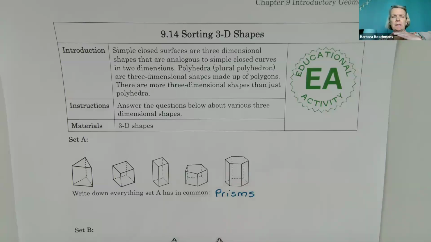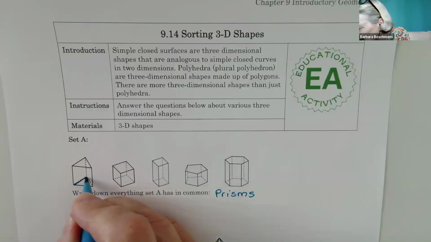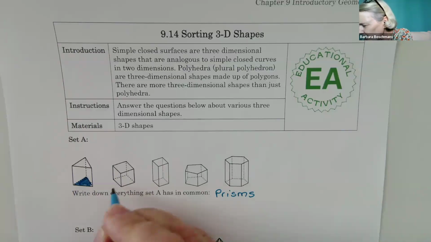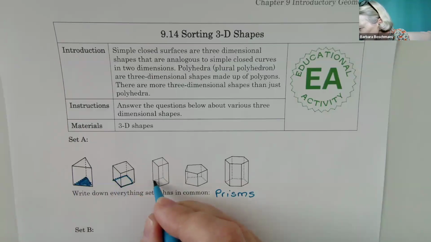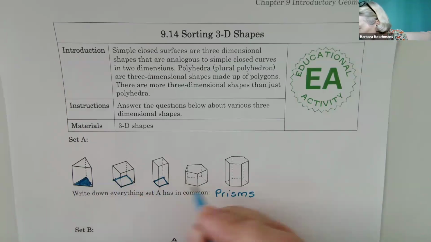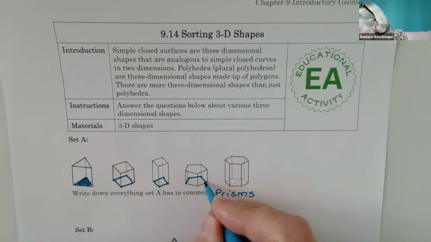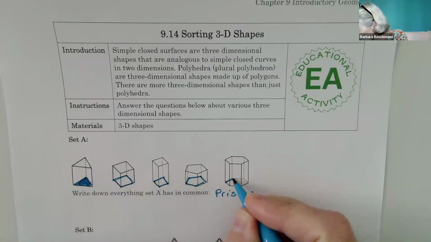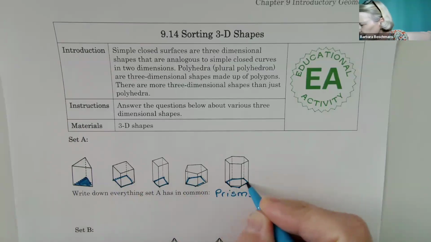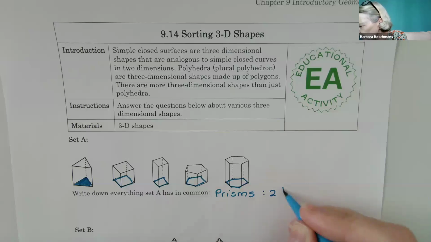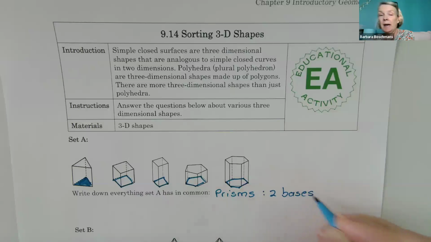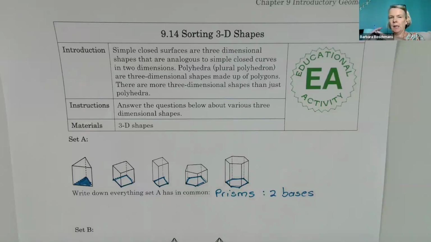Prisms have 2 bases. So the way that these are drawn is that they are sitting on top of a base. So this triangle here would be the base of the first one. This square would be the base of the second one. You have another square. This looks like a pentagon, 5 sides, and this looks like our hexagon. So they have 2 bases, a bottom one and a top one.